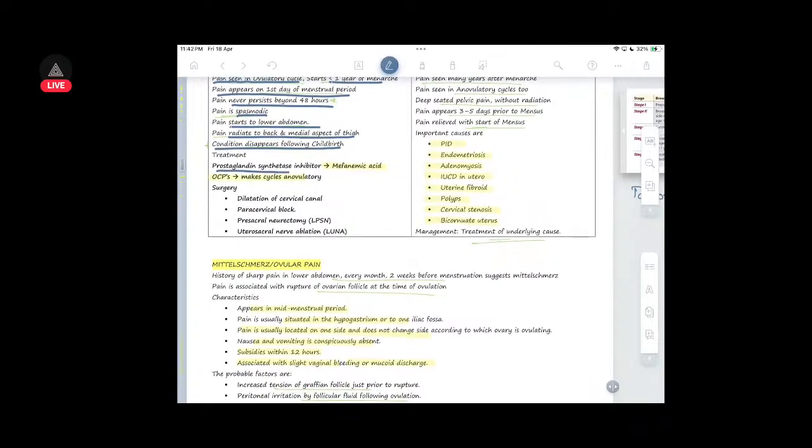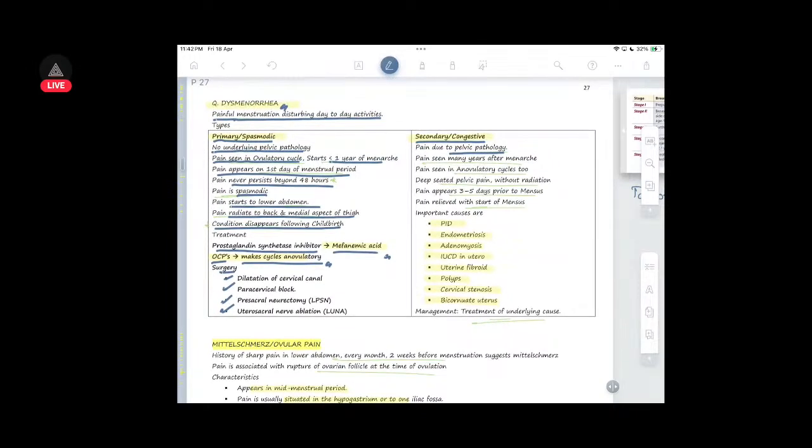So treatment is prostaglandin synthesis inhibitor, which is mefenamic acid, and oral contraceptive pills, which make the cycle anovulatory. Okay. Surgery is dilatation of the cervical canal, paracervical block, presacral neurectomy, and uterosacral nerve ablation. Secondary congestive is pain due to pelvic pathology. Pain is seen many years after menarche, seen in anovulatory cycles too. Deep-seated pelvic pain without radiation, appears 3 to 5 days prior to menses and is relieved with the start of menses.